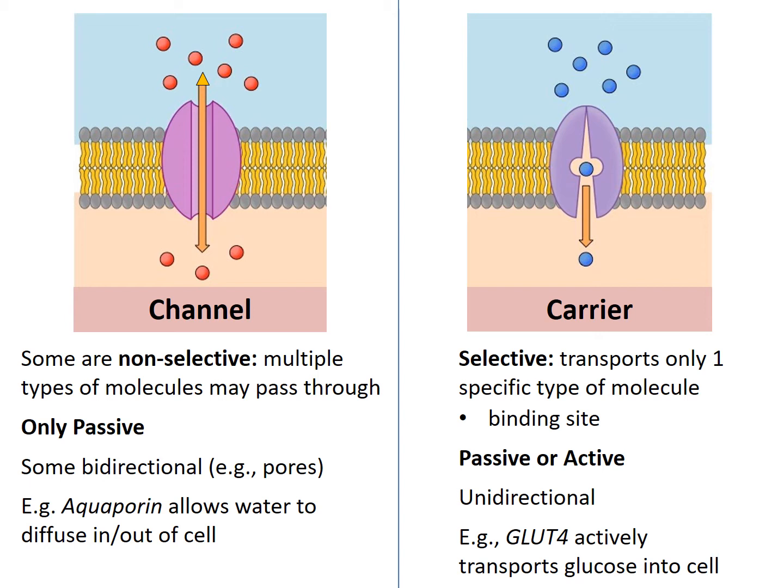Carrier proteins can be involved with either passive or active transport, and they're always unidirectional. So they're selective and they're unidirectional. The example carrier protein I gave previously is a GLUT4, which actively transports glucose into certain cells in your body, including skeletal muscle cells.